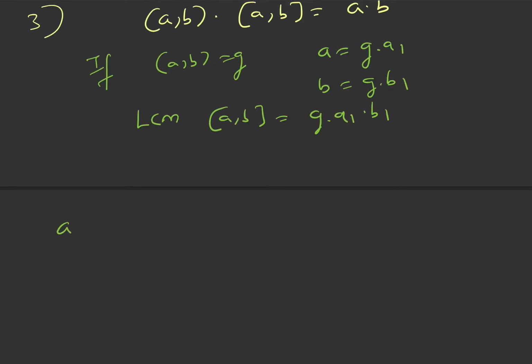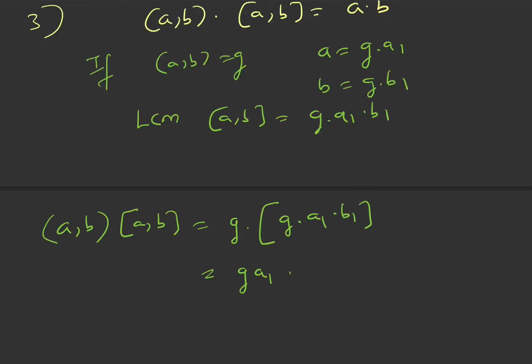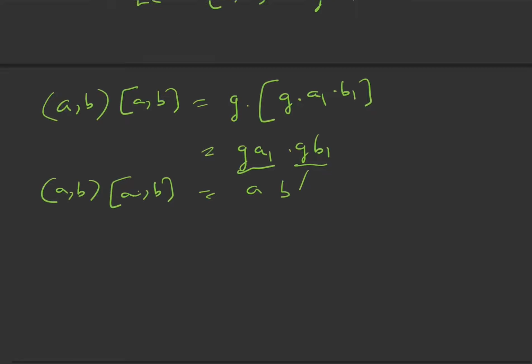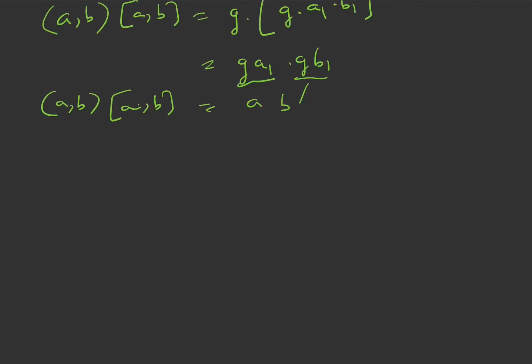So now what is GCD of A and B into LCM of A and B? GCD is G, into LCM is G into A1 into B1. So this is G A1 into G B1, and that is simply A into B, right? This is A and this is B. So the product of GCD and LCM is always the product of the numbers, right?